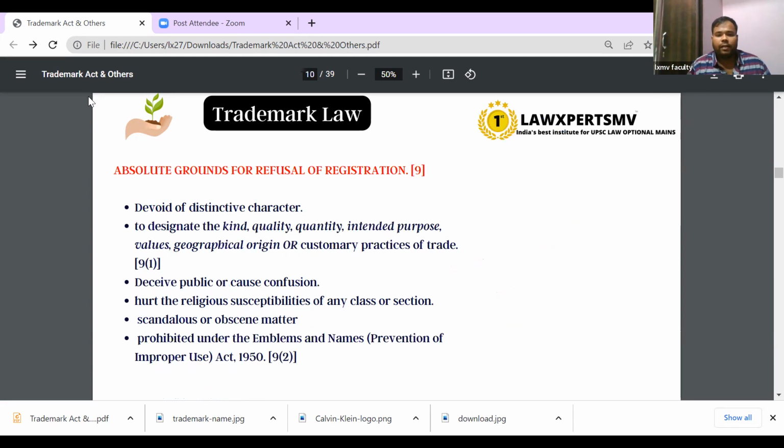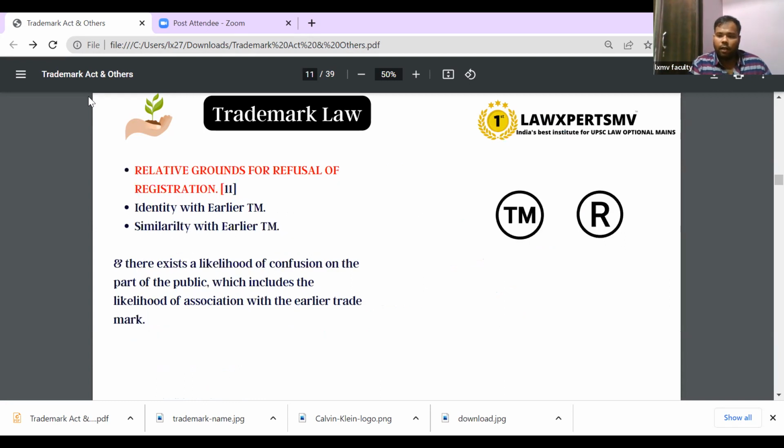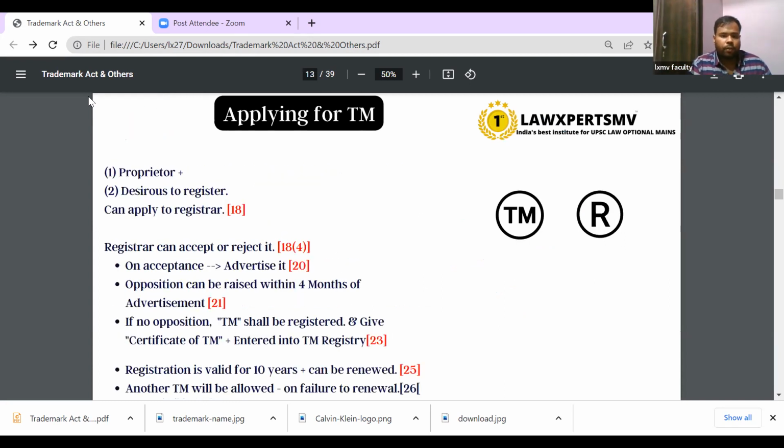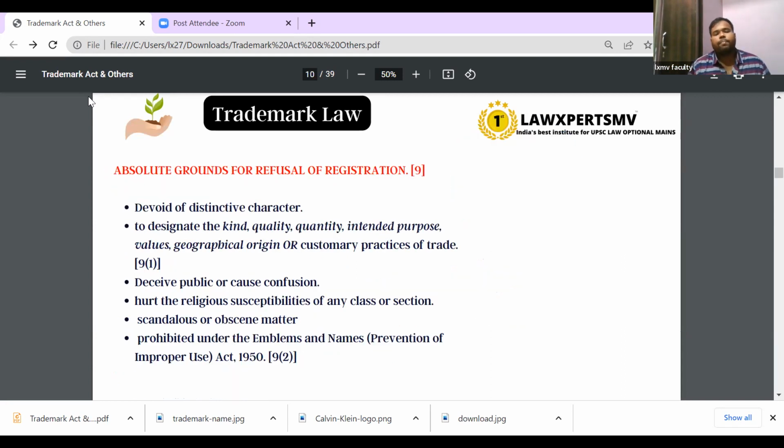Yes, we'll see the absolute grounds for refusal. When you apply for the trademark, there are a few grounds on which the registrar cannot give you the trademark. So we have to understand on what grounds you cannot get trademarks. This is similar to the Patent Act. If you remember the Patent Act, there is a list of things for which you cannot get a patent. Say, I'm sorry, not for invention, but for discovery or for any mathematical formula. Those things you cannot get a patent for. This is as per Section 4 of the Patent Act.